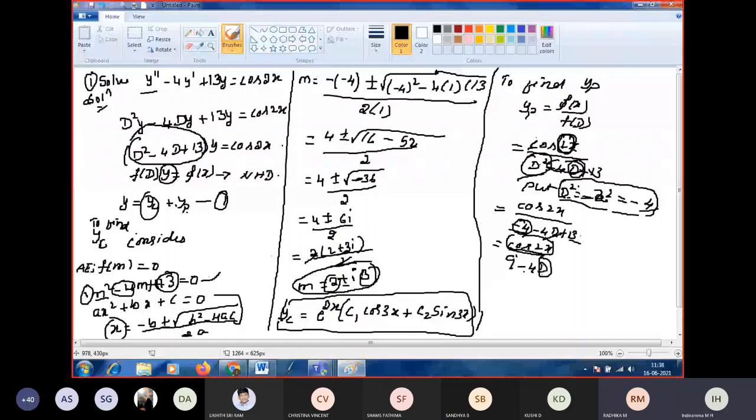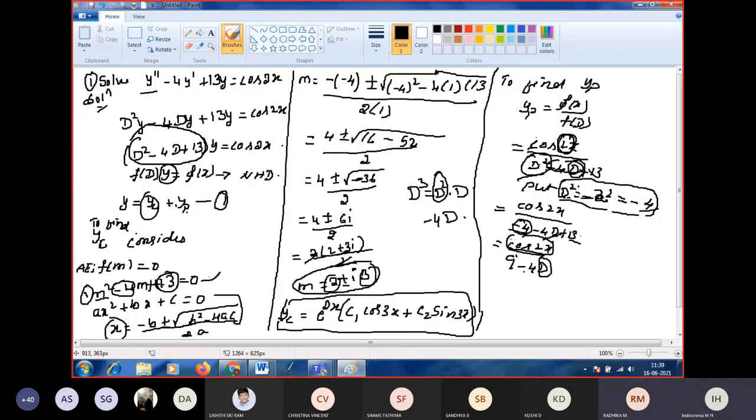Ma'am, if we have d cube instead of d square, then we have to substitute minus a cube, ma'am? No. If you have d cube, you have to write d cube as d square into d. So d square is replaced by minus 4. Minus 4 into d you will get. Okay, ma'am.